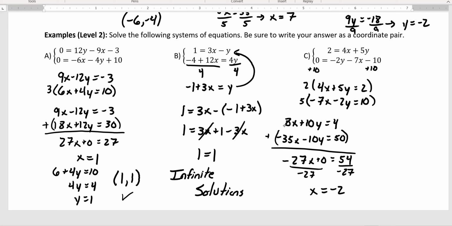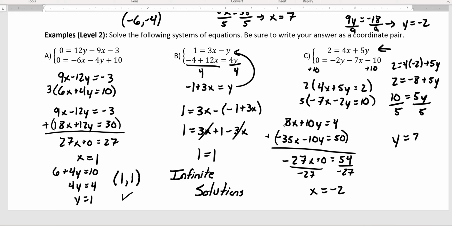Now that I know x is negative 2, plug it into this top equation up here. So 2 equals 4 times negative 2 plus 5y. 4 times negative 2 is negative 8. Add the 8, so I'm going to get 10 is 5y. Divide by 5, divide by 5, and we find that y equals 2. Now, of course, that's not my final answer. My final answer would be that coordinate pair, negative 2, comma 2. And that's what we'll box right there.